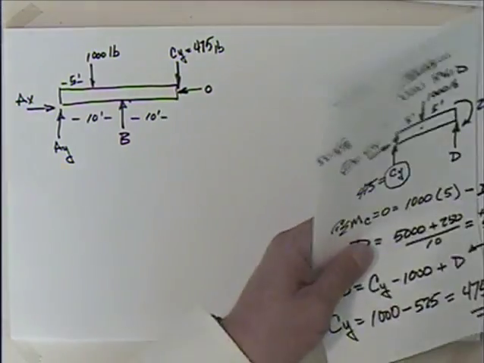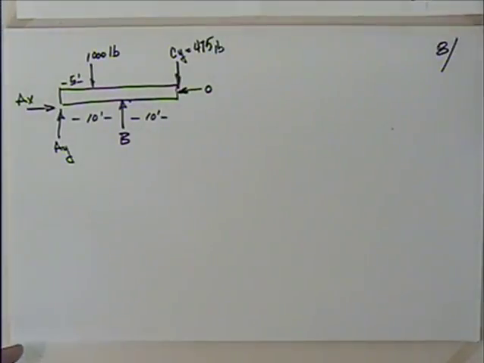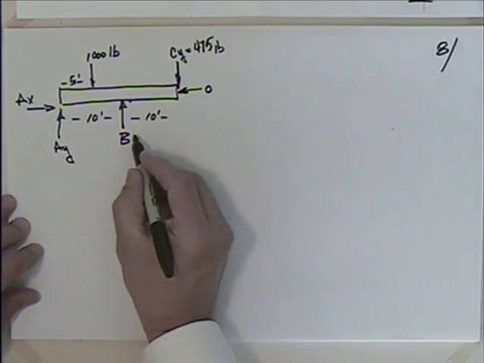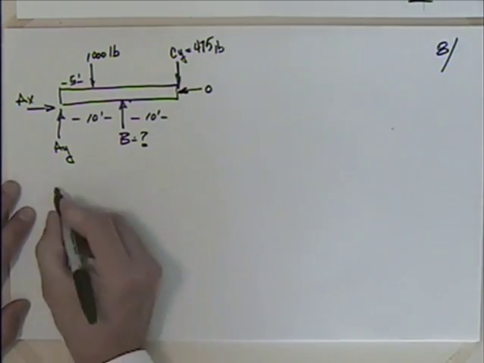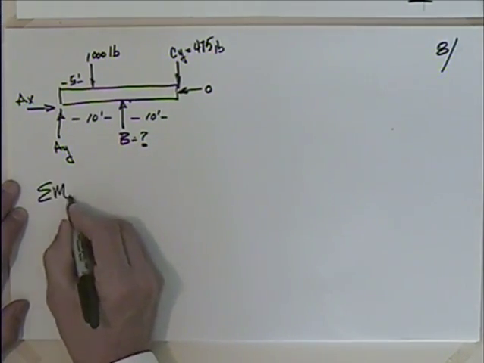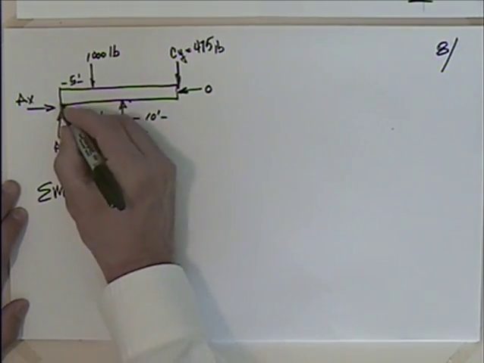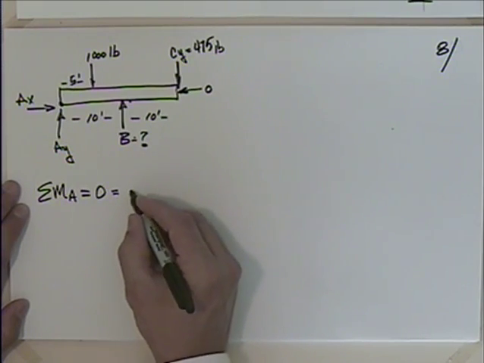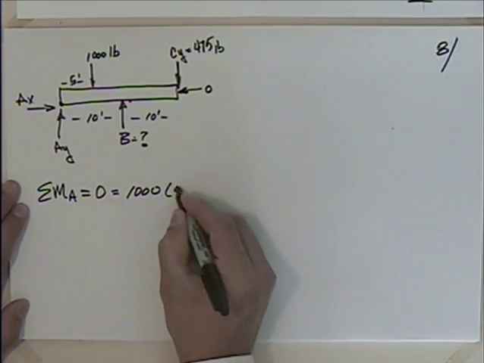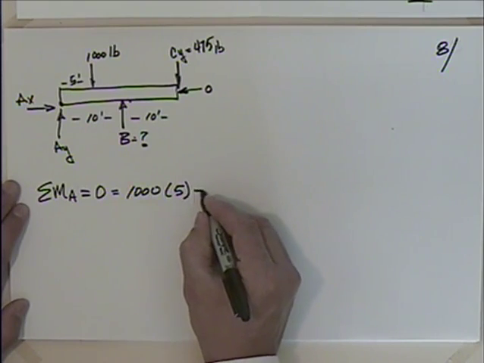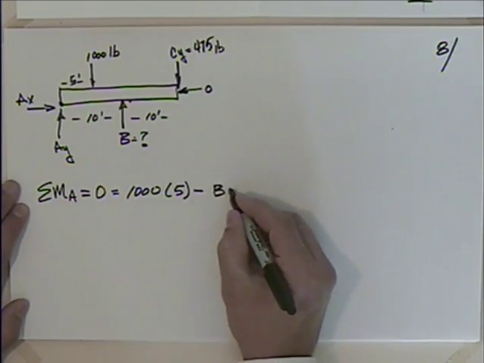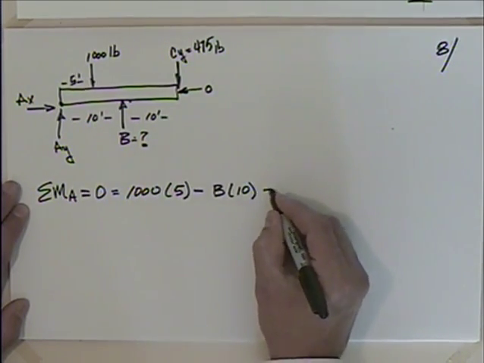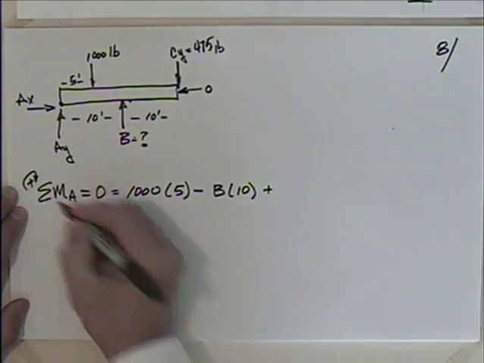Okay, well, with that then, I should be able to, I'm looking for this guy here, right? So what's a good strategy on that? Sum of the moments about A. I don't know A. I'm not looking for A. So let's sum the moments about that point so we don't have to worry about it. I have 1,000 times 5 minus B times 10 plus, apparently I'm going that way as positive, right?